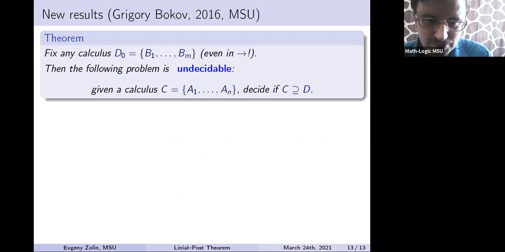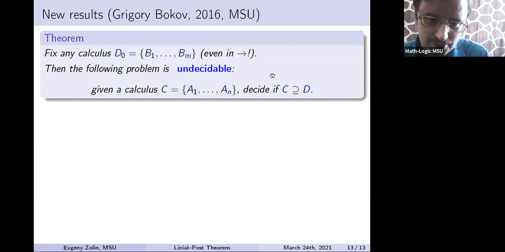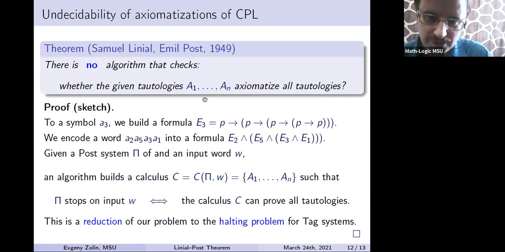Moreover, this was just a very old result. The complete proof was in 1964, but recently some more results were obtained. I will only formulate them. What we already proved is that it is not possible to recognize whether a finite set of formulas axiomatizes all tautologies, so the class axiomatizes the classical propositional logic.